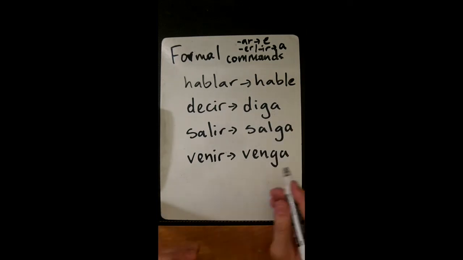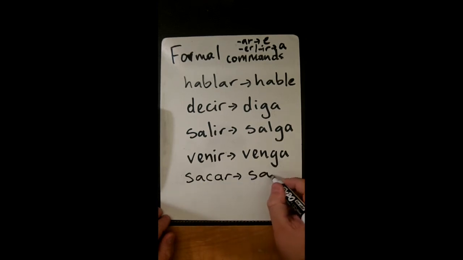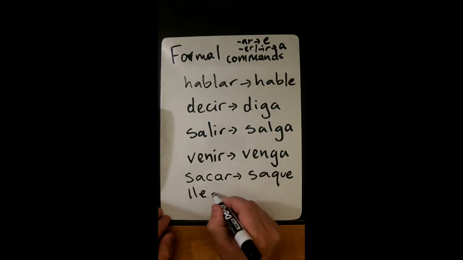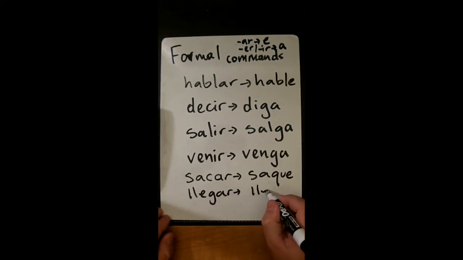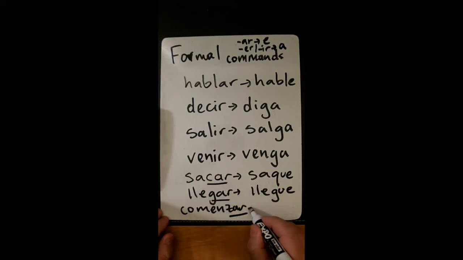Okay? With car, gar, zar, they have their own form, right? As we went over. Sacar, it's going to be saque. Llegar, it's going to be llegue. And then, por ejemplo, comenzar, car, gar, zar. Comenzar is going to be comience. See? And again, those are the notes that we have from last week for the informal command. So it is the informal negative command. So it is the same forms. Now we're going to put an S. You drop the S. Okay?